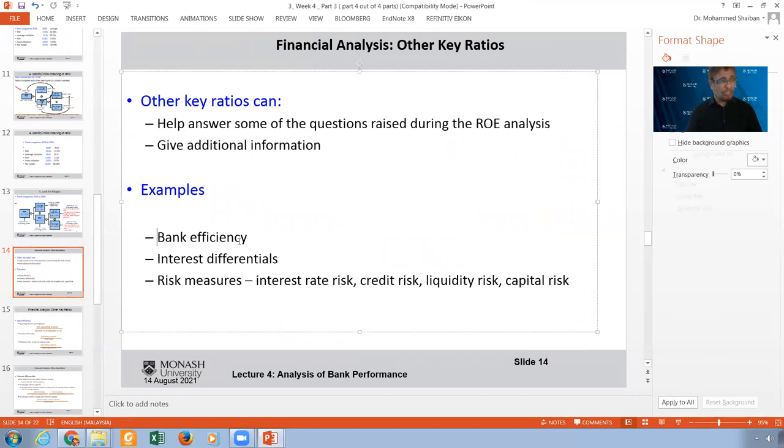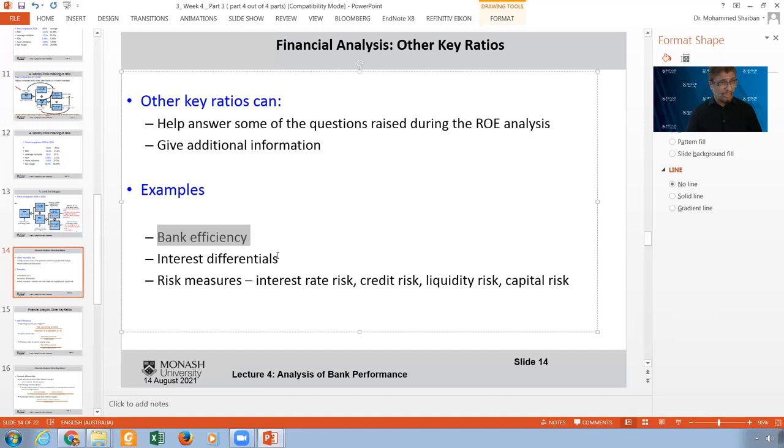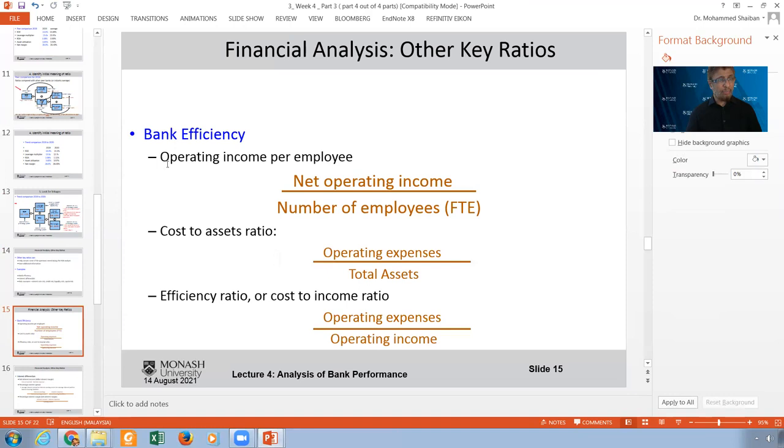So we talk about bank efficiency. We'll talk about interest rate differential, and we talk about the risk measures. Now let's go to the first one, which is bank efficiency. In bank efficiency, we have 3 ratios: operating income per employee, and we can have it in corporates or in banks, but we want this ratio to be higher. So we want the net operating income over the number of employees to be higher, which means the contribution of every employee to the net operating income is high. So we need this denominator to be less.